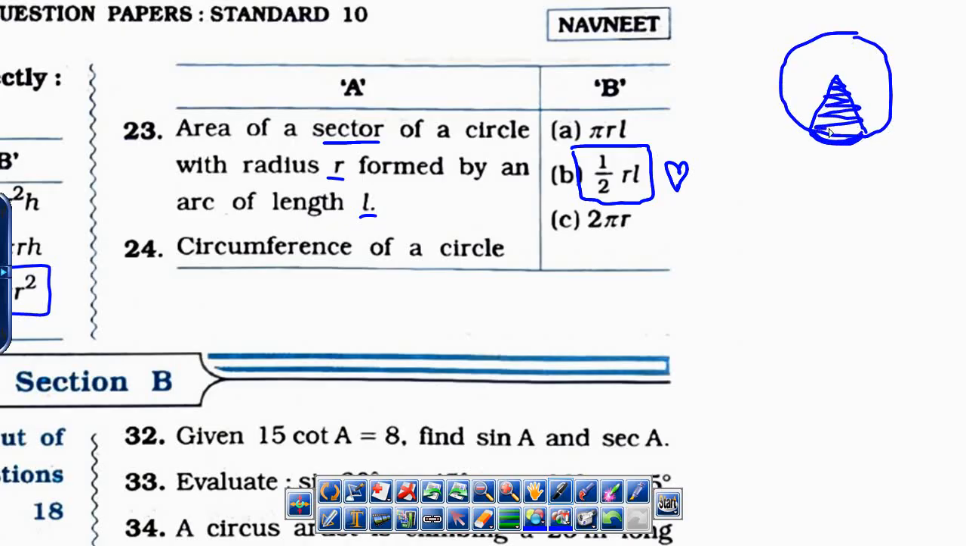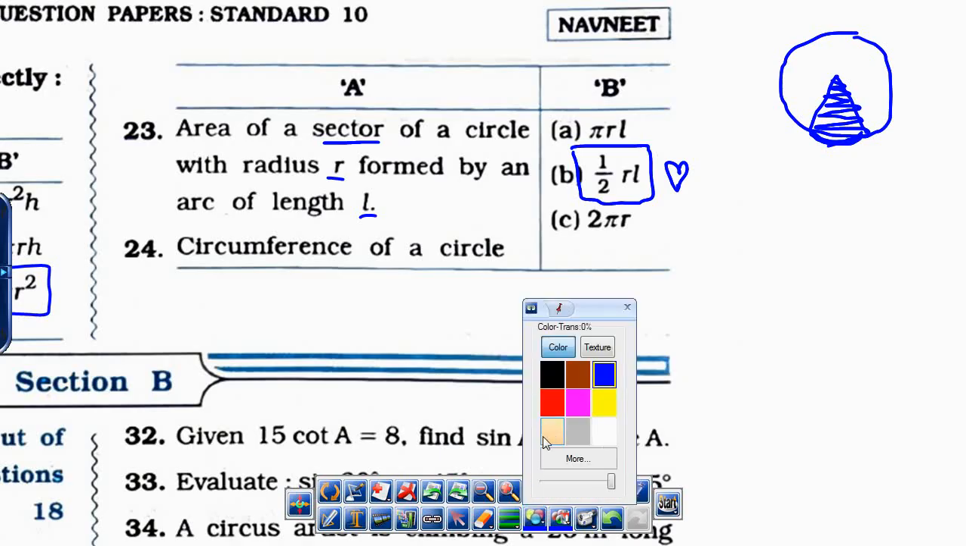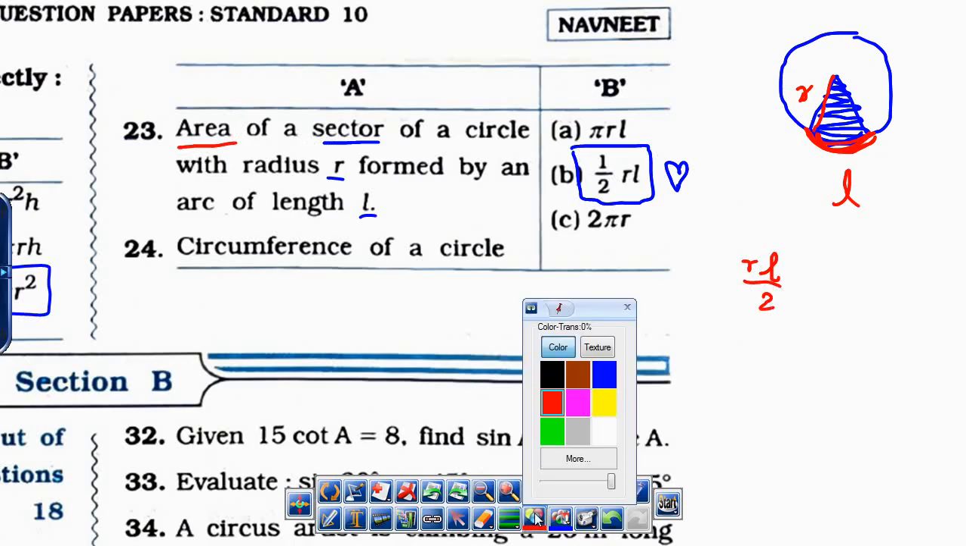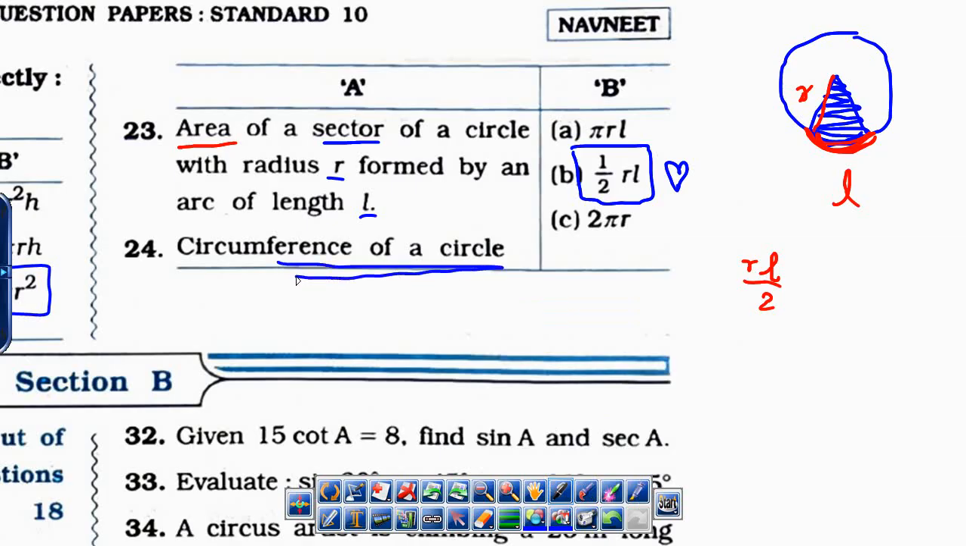और ये सेक्टर में 2 डायमेंशंस दिए हुए हैं. एक है रेडियस which is this, और दूसरा है ये लंबाई which is called L. And from R and L, if you want to find the area of the sector, the formula is half RL या RL by 2. Both are same. And even more easier is, what is the circumference of a circle? 2 pi R.